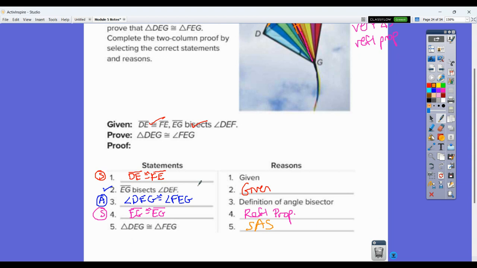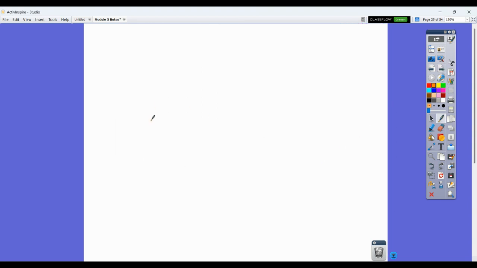You can only use this if you've already made the 3 statements. And remember, you're using this to say that triangles are congruent. Okay, that's what we have for today.